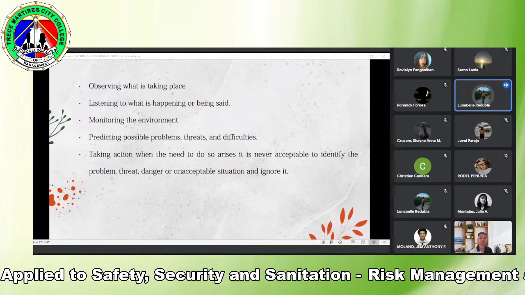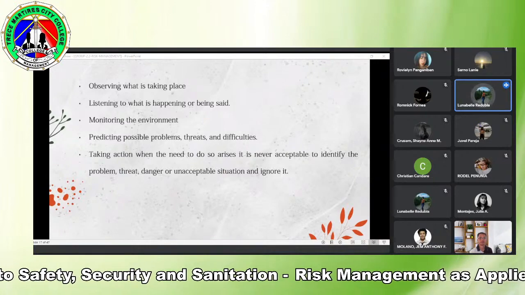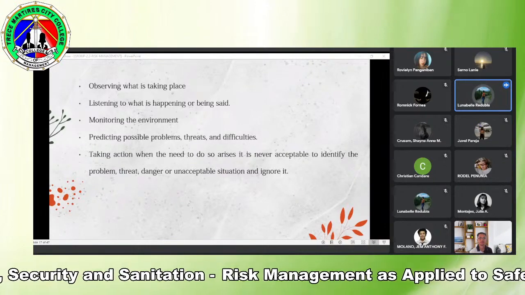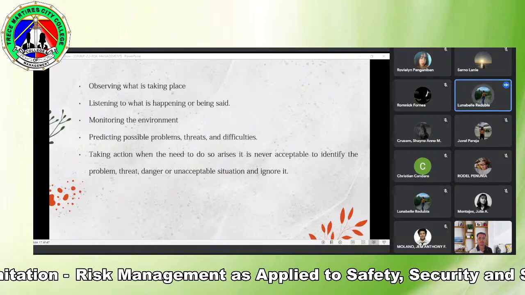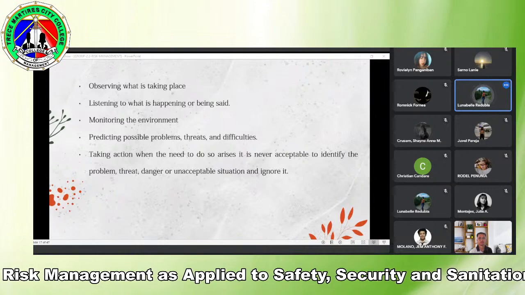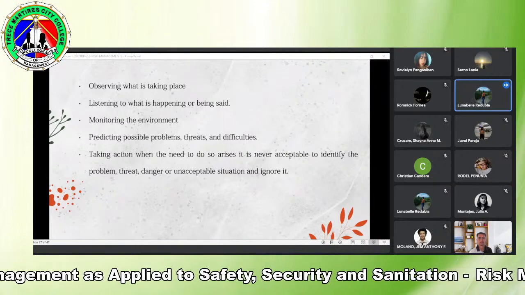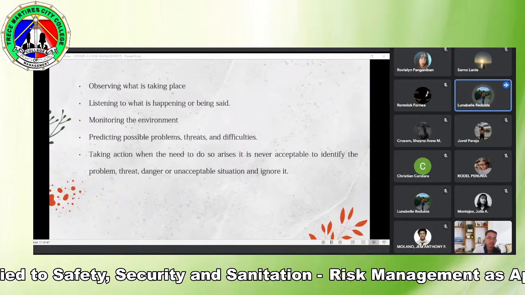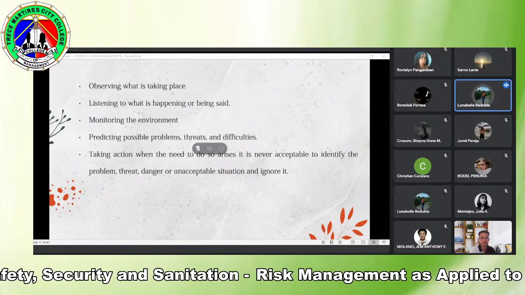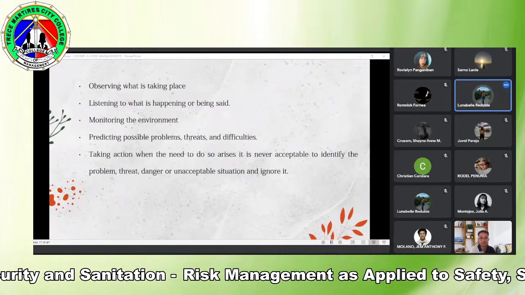The last is taking action when the need to do so arises. It is never acceptable to identify the problem, threat, danger, or unacceptable situation and ignore it. Kasi hindi maganda na kung kailan nandiyan na yung problema, saka ka lang mag-iisip ng solusyon. Because how can we assess a problem kung andyan na siya mismo? Hindi na tayo makakapag-isip ng maayos.